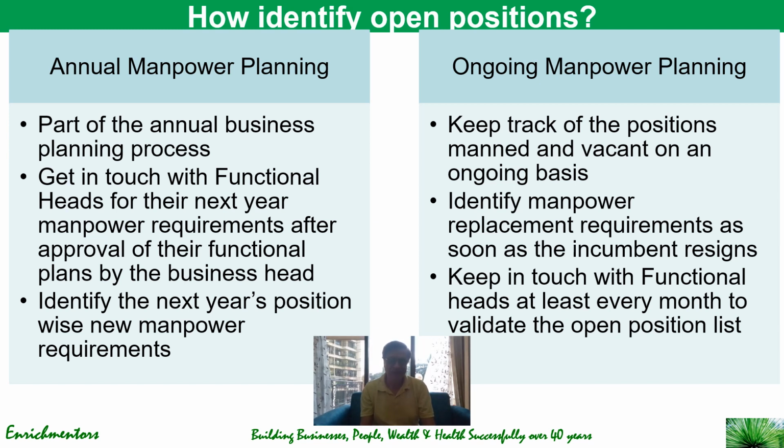And once that functional plan is approved, then you ask, okay, can I know what kind of people, how many, and for what positions you would need in the year to come? Then you identify the next year's position-wise new manpower requirements. So that gives you the annual manpower requirements. Typically, the planning starts taking place from September, October onwards. So October, November, December, you start getting the functional plans identified and approved, and in January, February, March, you could go ahead with identifying the annual manpower requirement. In addition to annual manpower requirement, there could also be what is called ongoing manpower planning.